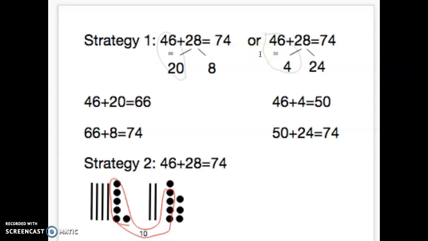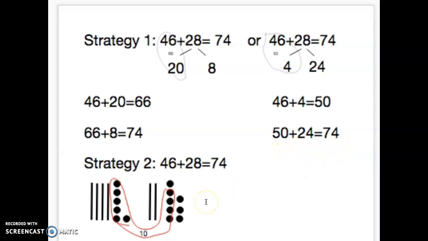Or I could have made it to the next 10. 46 plus 28, and I'm going to break this 28 down into 4 and 24. If I circle 46 plus 4, that's giving me the next 10, which is the number 50. 50 plus 24 equals 74.